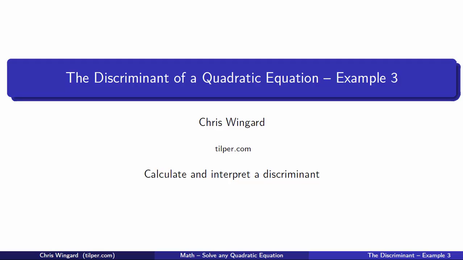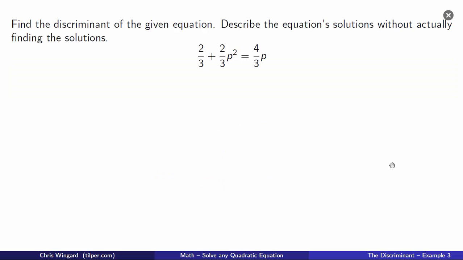Here's example 3 of finding the discriminant of a quadratic equation. So we're going to calculate and interpret a discriminant again. Same directions as before: find the discriminant of the given equation and describe the equation solutions without actually finding those solutions. The equation this time is 2/3 plus 2/3 p squared equals 4/3 p.